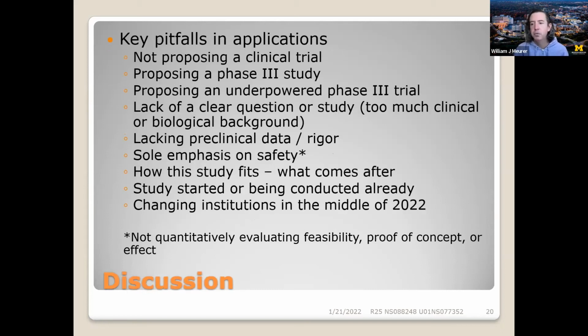So we've covered some of these things already. What are the key pitfalls? We've said it a few times. If what you're proposing isn't really a clinical trial, that's a problem.